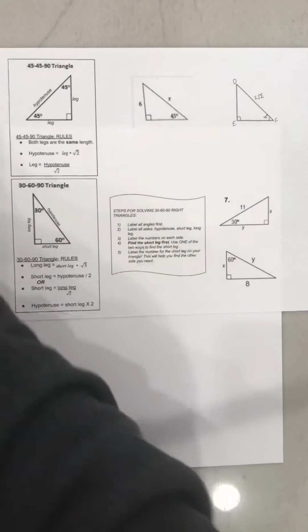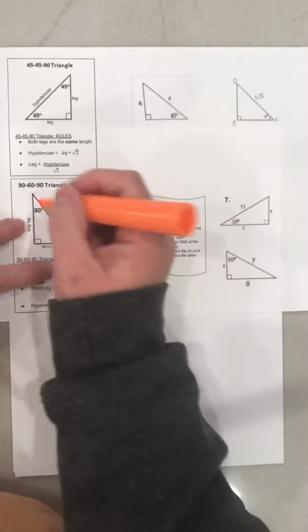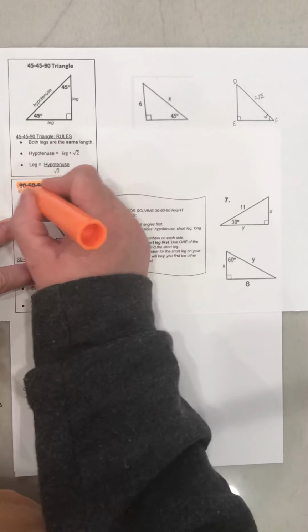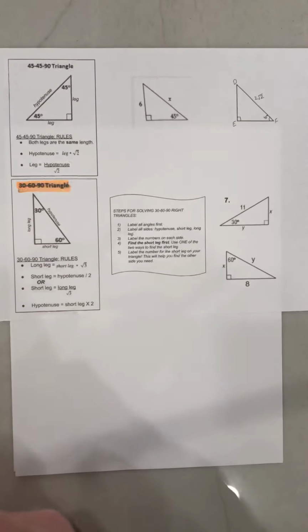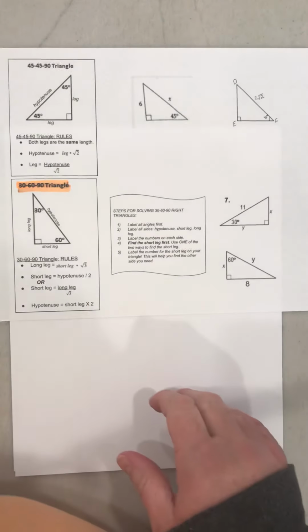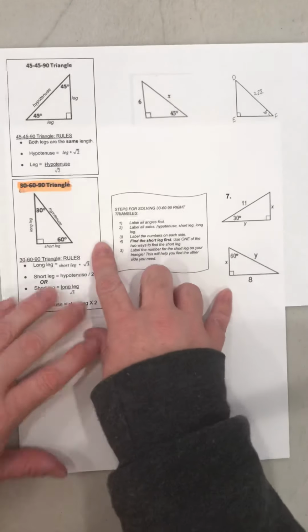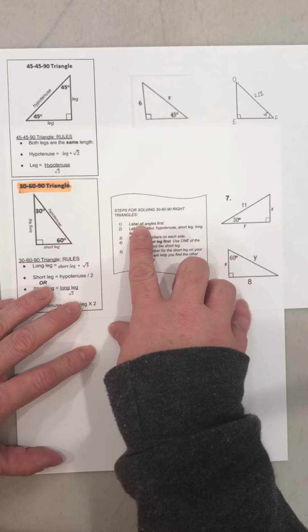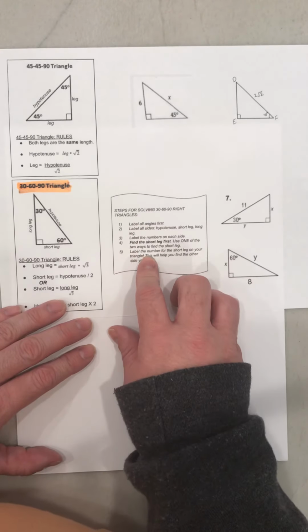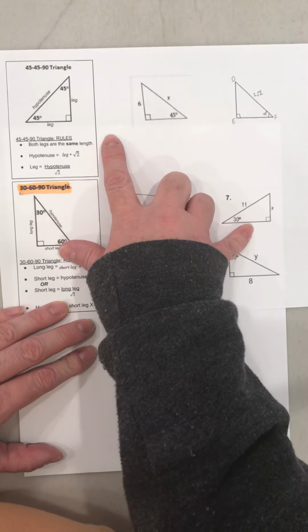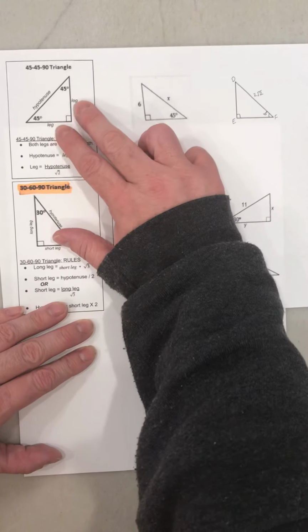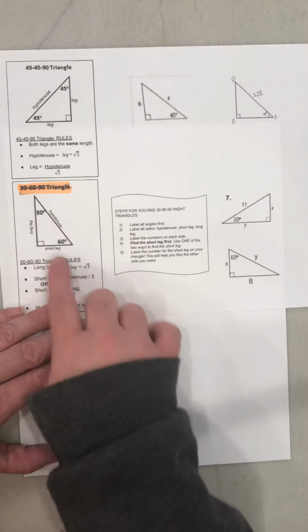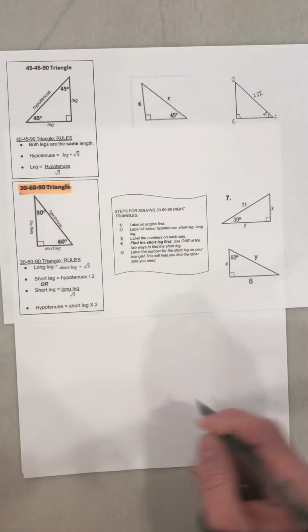Okay, for 30, 60, 90 triangles, these are a little bit more difficult, so I would like you to keep this reference guide. I put this in the remote learning plan in a Google Classroom. We're going to follow these steps for solving 30, 60, 90 right triangles. 45, 45, 90 triangles are a little bit easier because both legs are the same. These get more tricky because one is a short leg and one is a long leg.